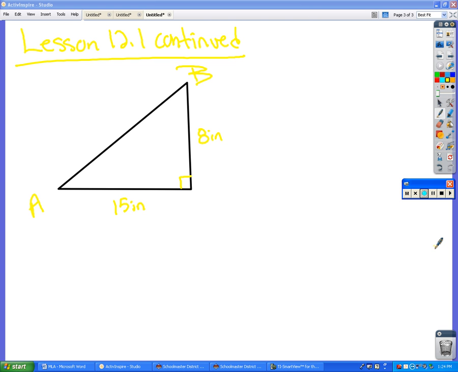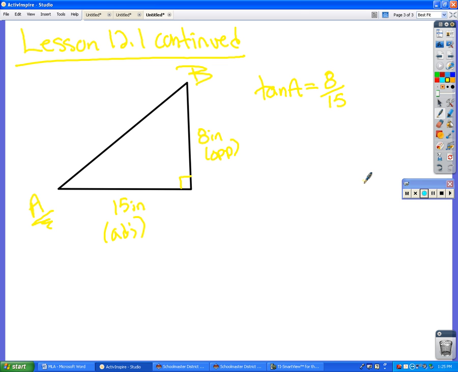Okay? So let's say that we wanted to figure out what angle A is in this triangle right here. What two sides do we know in this triangle relative to that angle? Okay, good. I know this side right here, which is opposite angle A, and I know this side right here, which is adjacent to angle A. Which of our trig identities uses opposite and adjacent? Tangent. So I can write that the tangent of angle A is equal to what? 8 over 15.